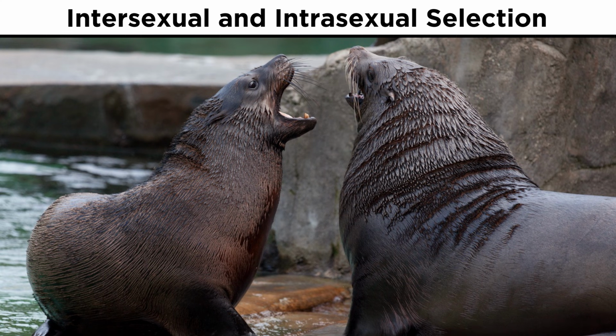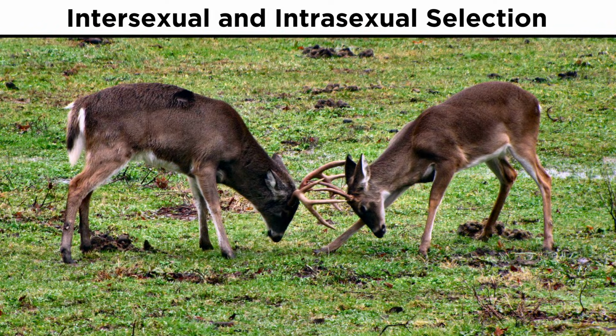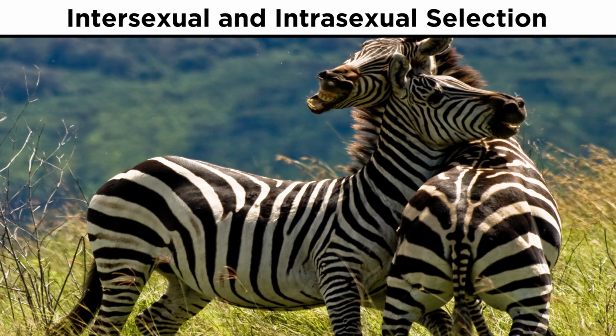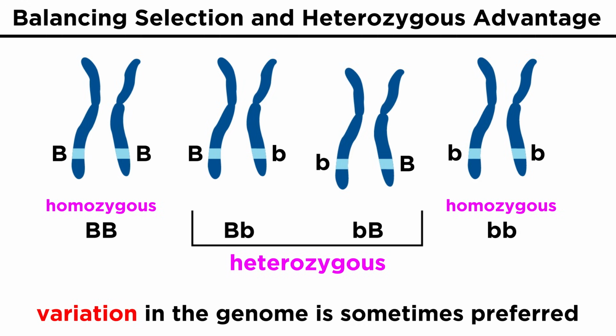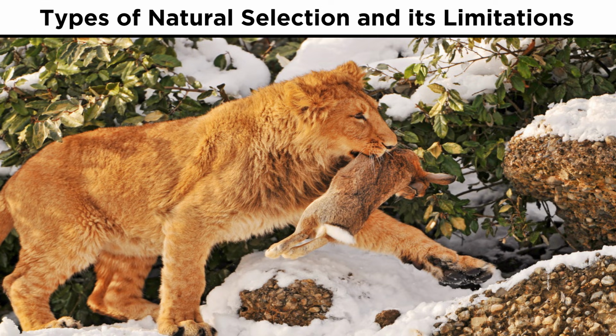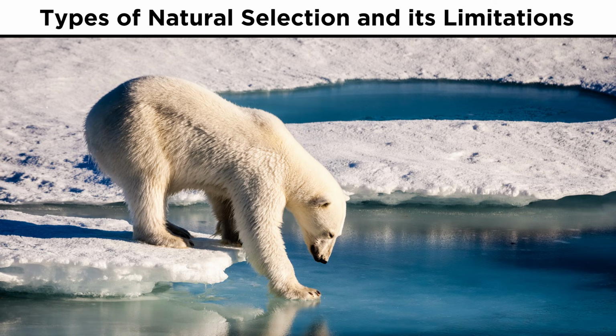There is also intrasexual selection, typically among males, who in many species will fight over females in ritualized displays, including humans. Apart from sexual selection, there are forms of balancing selection, whereby variation in the genome is preferred, such as the heterozygous advantage. This is strictly regarding the genotype and not any particular phenotype. There is selection related to avoiding predators, matching climatic conditions, and all kinds of other factors.